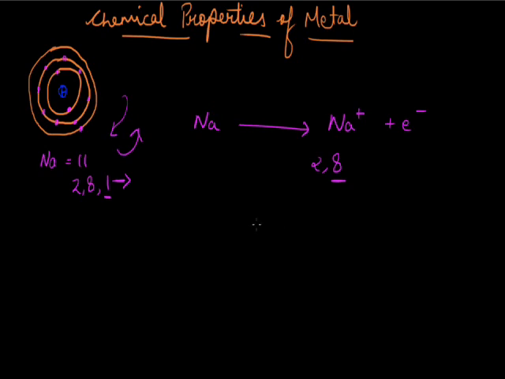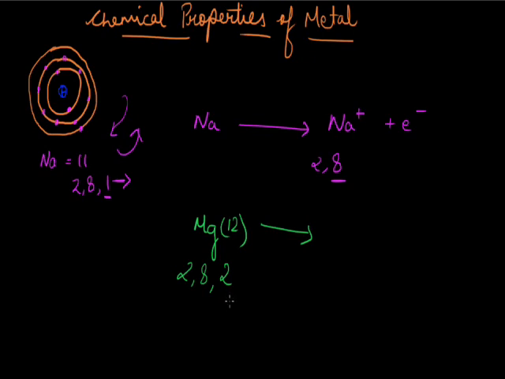If you take another example, suppose I take magnesium. Magnesium has atomic number 12, and its electronic configuration will be 2,8,2. Here again it has 2 electrons in its valence shell. It will be easier for it to lose these 2 electrons. Now you will be thinking, why can't magnesium take 6 electrons and become stable? Just imagine that electrons are held by the electrostatic force between the nucleus and the electrons.